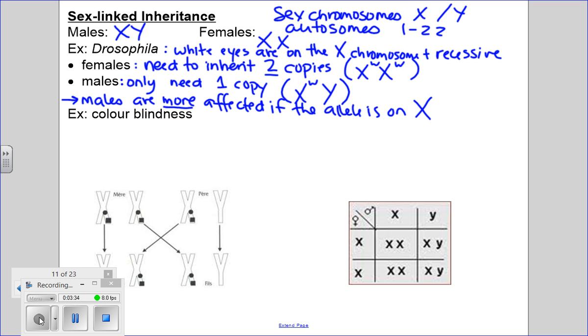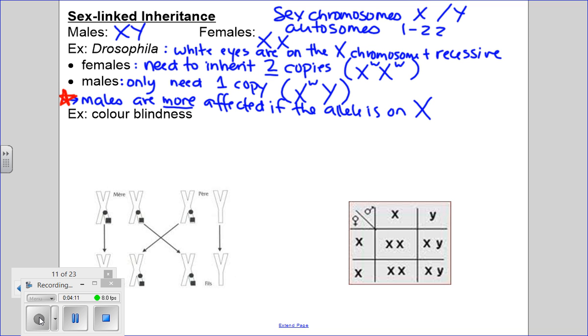Now, it's possible for an allele to be on the Y chromosome, but it is not the usual case. The Y chromosome is very small and doesn't contain very many genes. And so I would say 96.8% of all of the sex-linked inheritance that we would ever see is because of something that is on the X chromosome. And the fact that more males are affected if the allele is on the X chromosome is a really, really good way to look at something and ask yourself, do I think this is sex-linked?